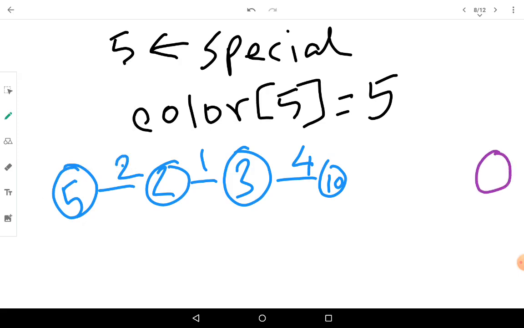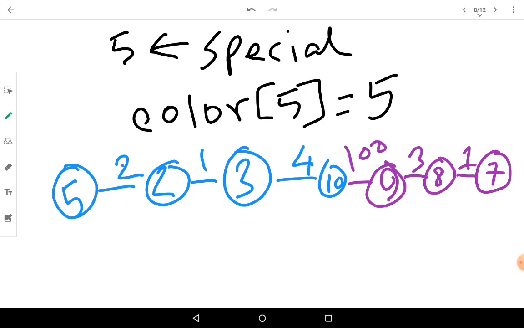Let's say here is the node 7. 7 has the color purple, so it's colored with purple. And now 7 has an adjacent node 8, which is also colored with purple because it's the closest to 7, so maybe the distance is 1. Okay, so we can see that the nodes 2, 3 and 10 are colored with blue because 5 is closer to them, but the nodes 9, 8 and 7 are colored with purple because 7 is closer to them and 7 has the color purple.